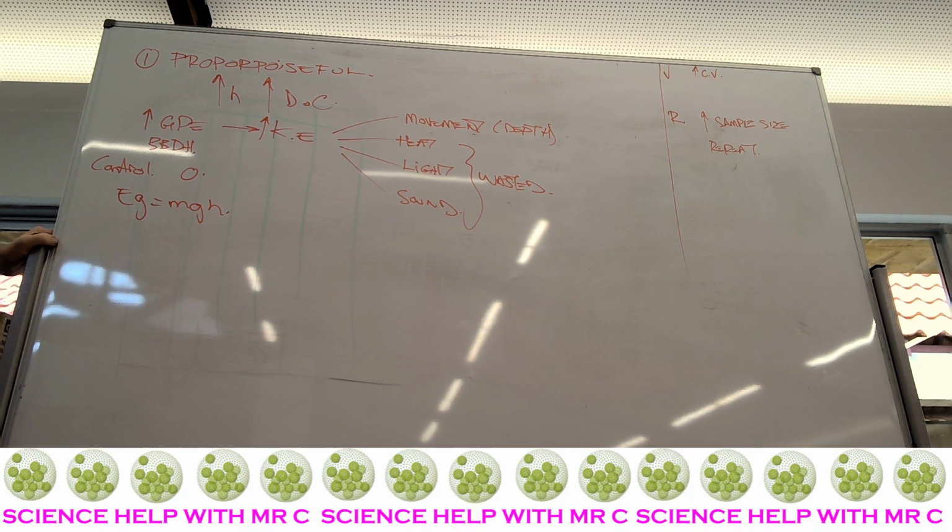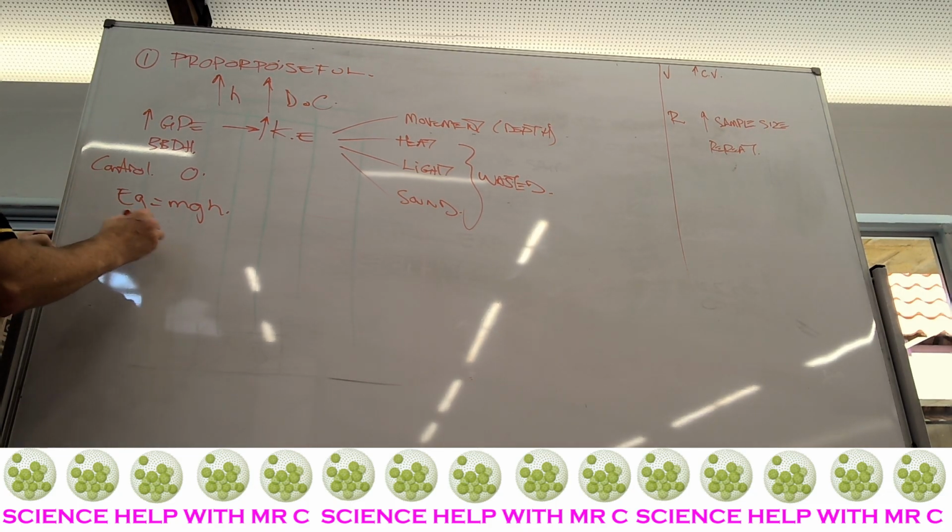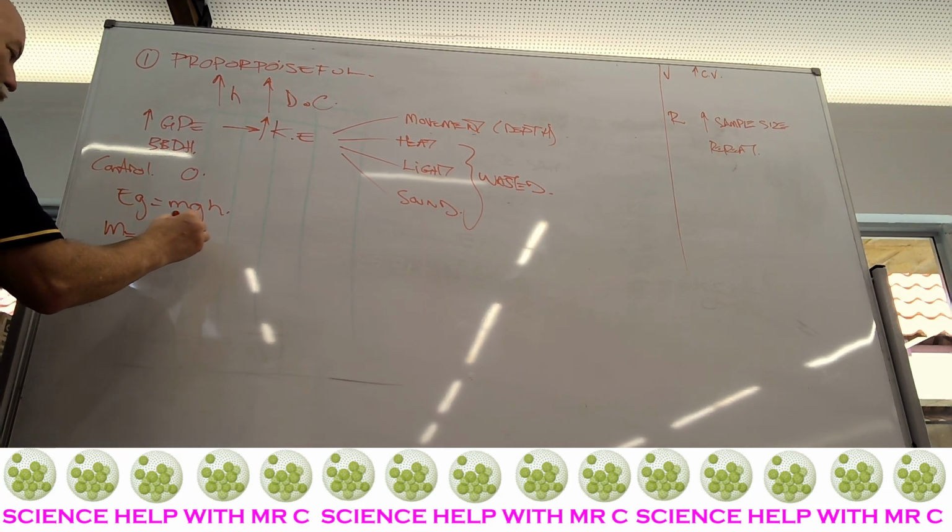Have you never written EG or EP for potential energy? This is energy, this is gravity. So we're talking about GPE, gravitational potential energy, which is a potential energy. So writing EG means gravitational potential energy. Okay? Now we know that the mass is 100 grams.